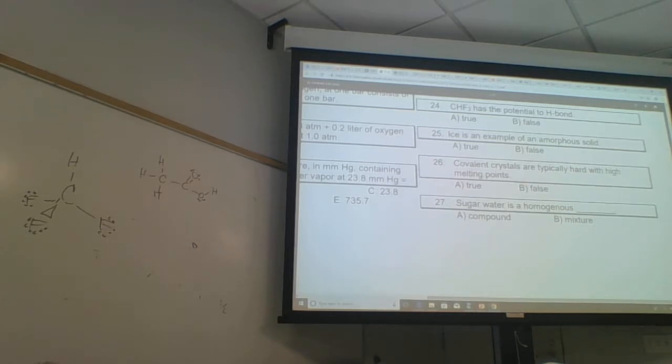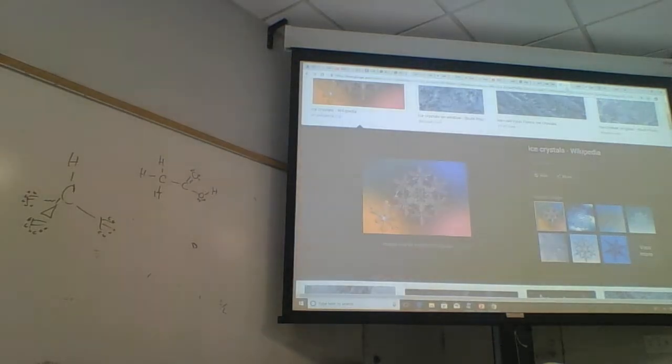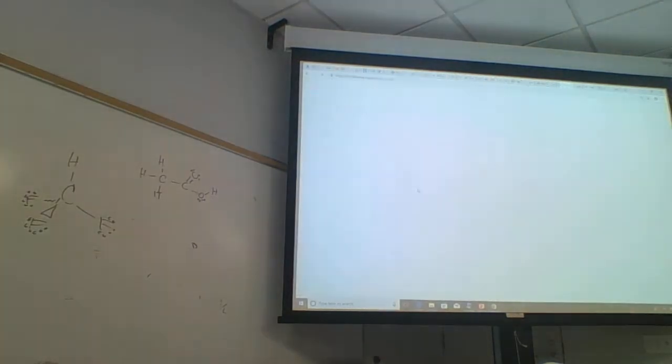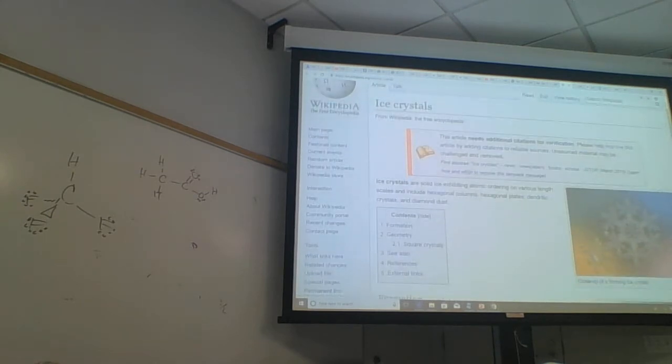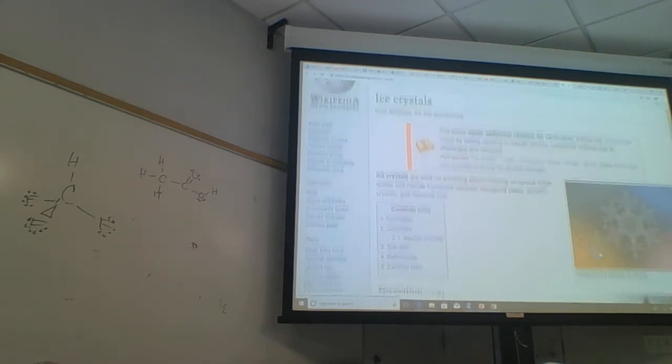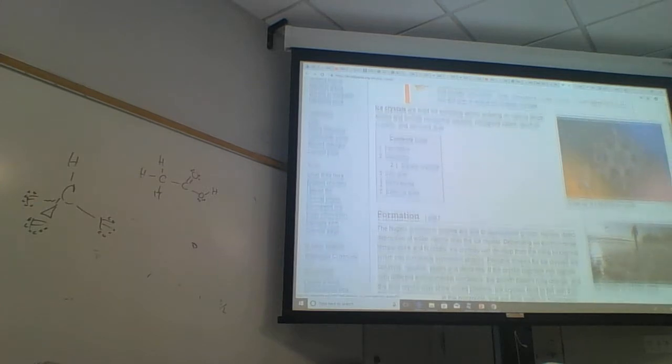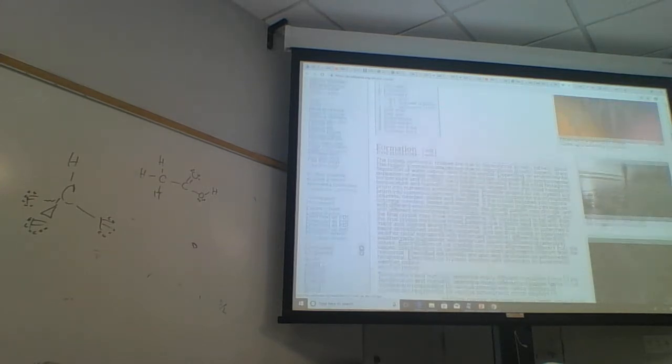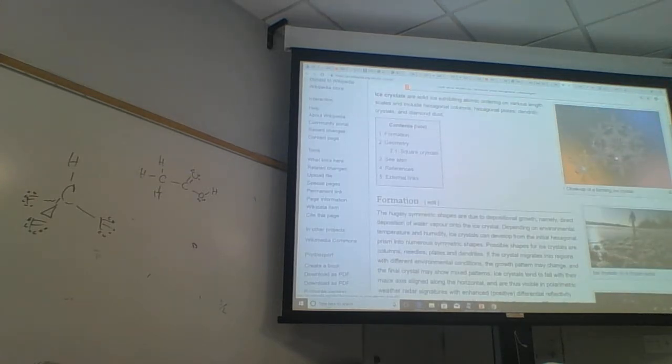False. So the other day I showed you some ice crystals, like this. You look at the ice crystals, they're very nicely ordered. Ice crystals, Wikipedia, it's close up. Sometimes if you catch a snowflake and look at it closely, this is what a snowflake looks like. Nice crystal of ice.